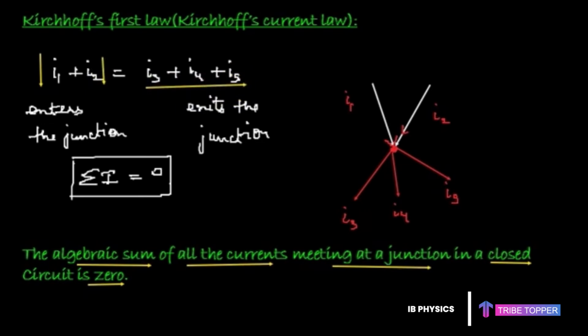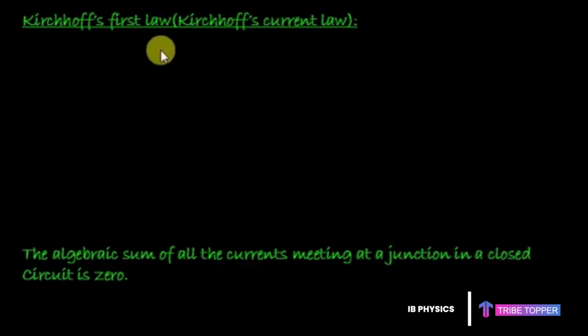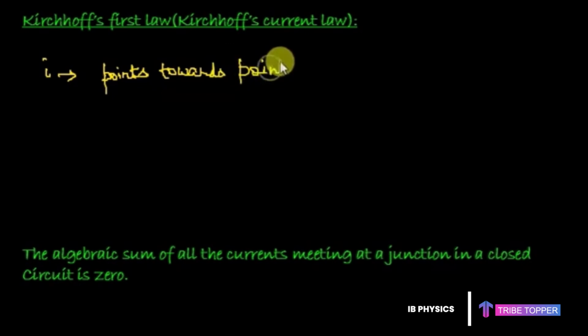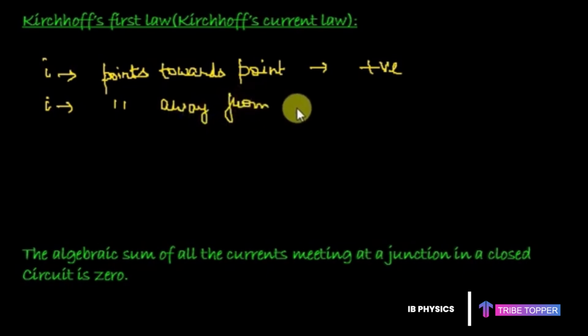One thing you need to take care of while solving a junction circuit, while applying the numericals, is that the current that points towards the junction, that means the current that is entering, is considered to be positive, and the current that is pointing away from the junction, that means the current which is leaving the junction, is considered to be negative.